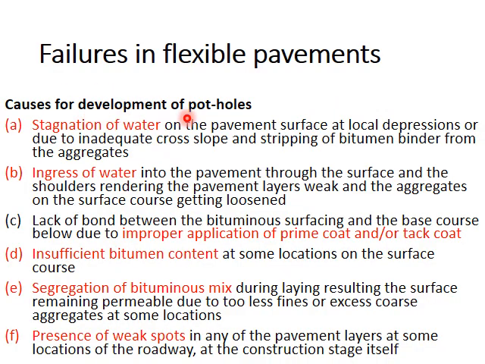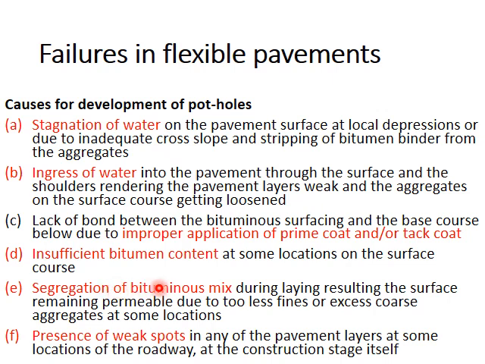Causes for the development of potholes are stagnation of water. Next is ingress of water, that is, water penetrating into the pavement layers. Also improper application of prime coat or tack coat. You know that prime coat or tack coat is the bituminous layer present between the base course and the binder course, and also between the binder course and the surface course. If that bonding layer is not there, aggregates may get stripped off or detached easily from the pavement surface. Also insufficient bitumen content.